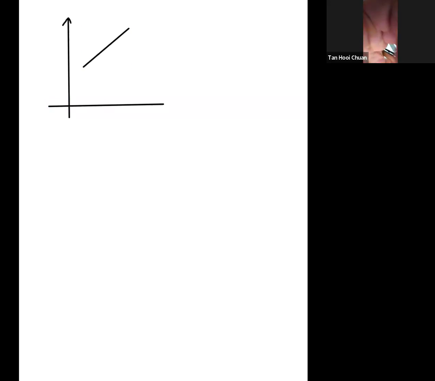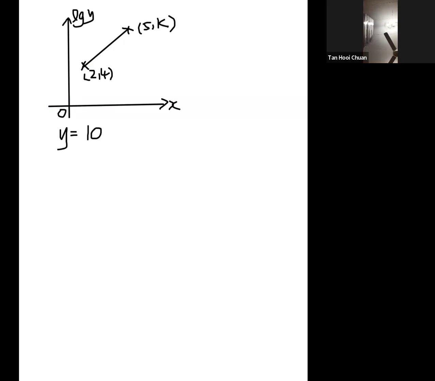Next questions. Lg y, 5k, 24. Okay, y equal to 10x plus h.